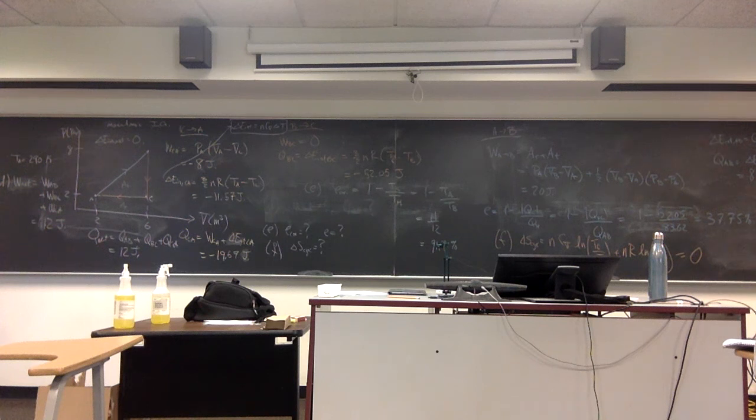So since you know the volume and the temperature here, you know the volume here, you can find the temperature using this. So it must be true that the temperature at A times the volume at A raised to the gamma minus 1, and you can get the temperature at C times the volume at C raised to the gamma minus 1. And then use that to find the temperature.